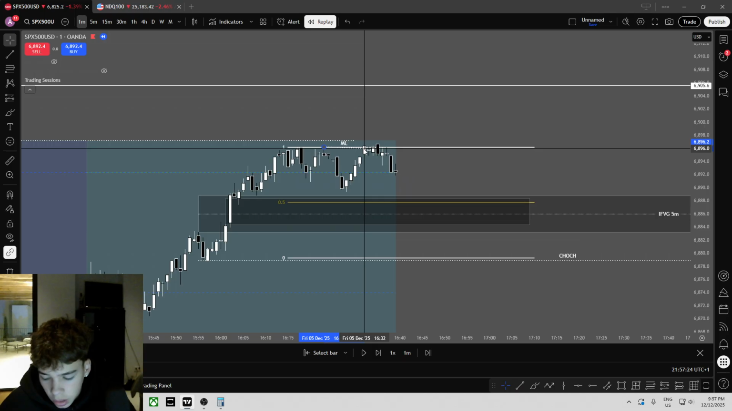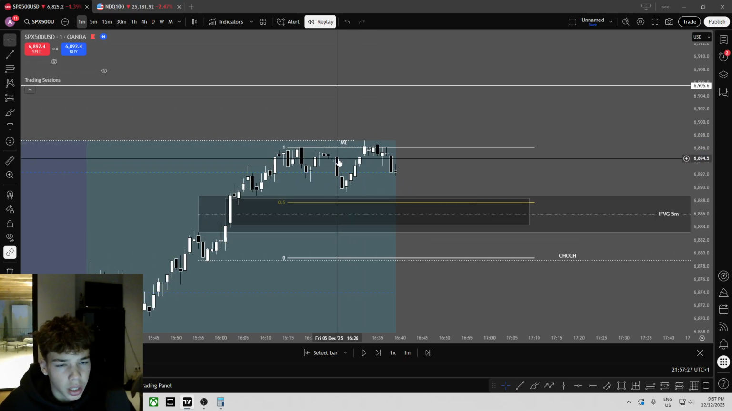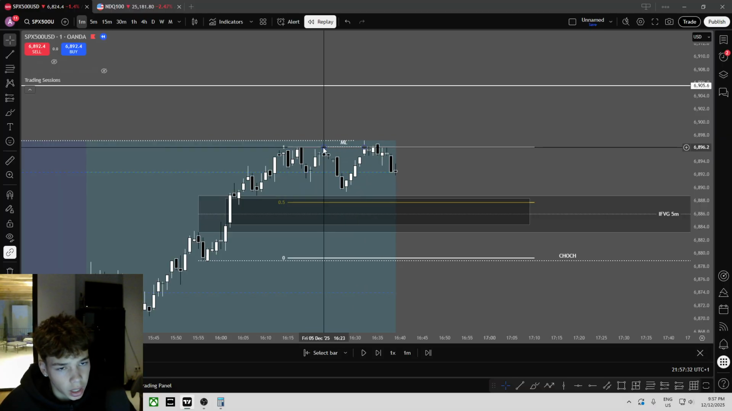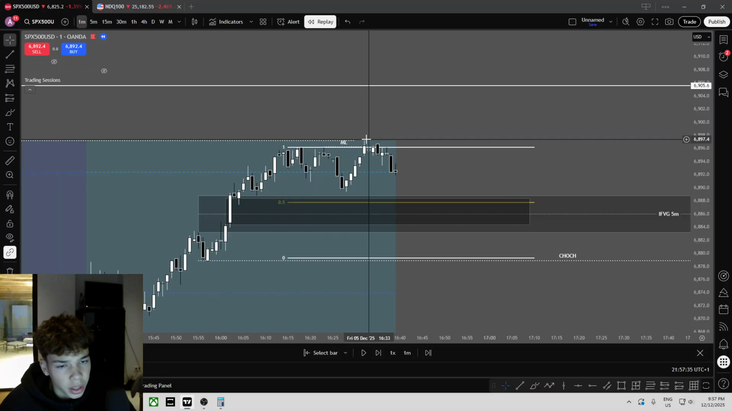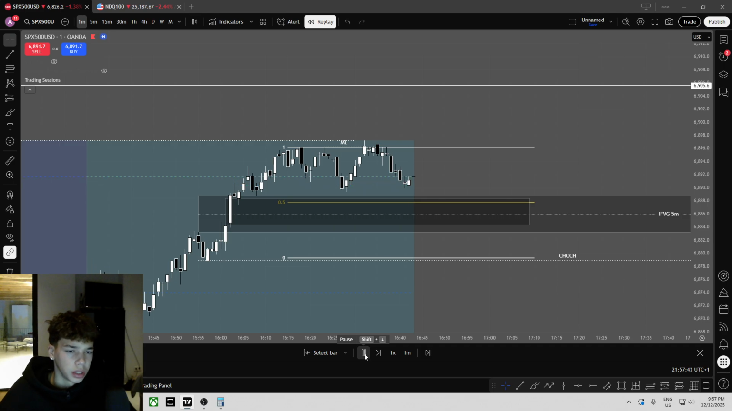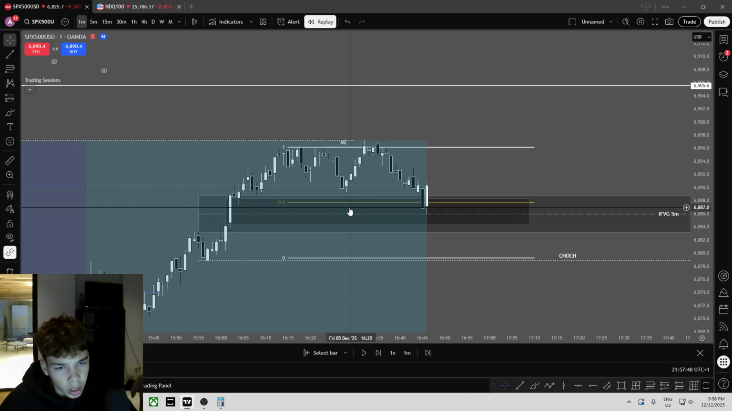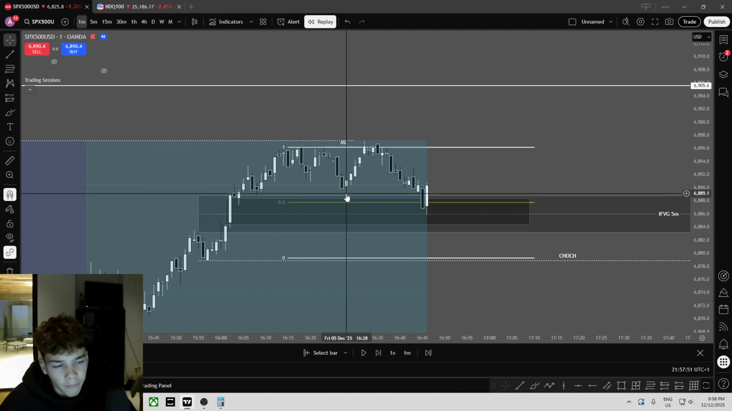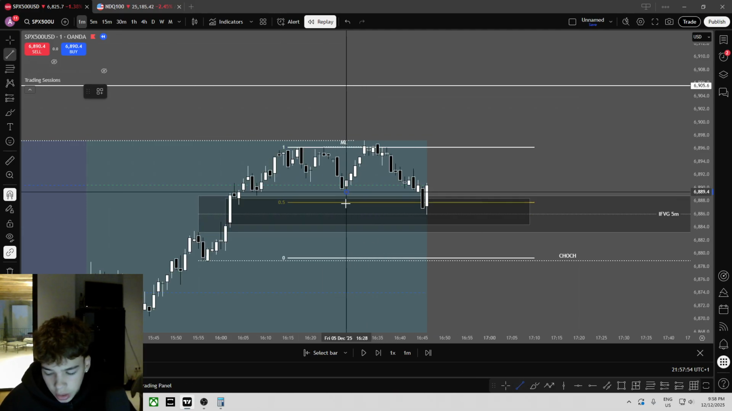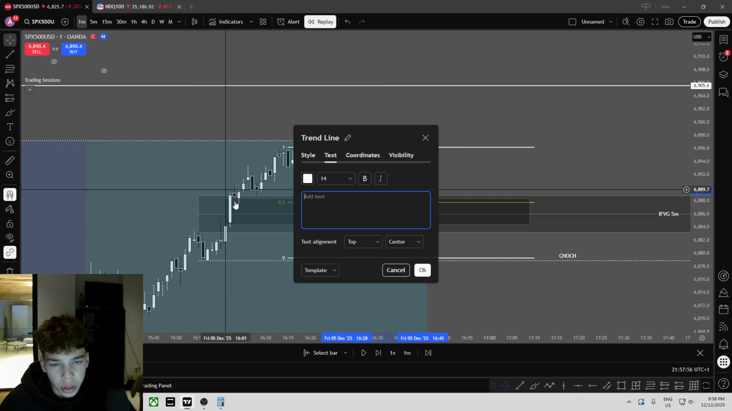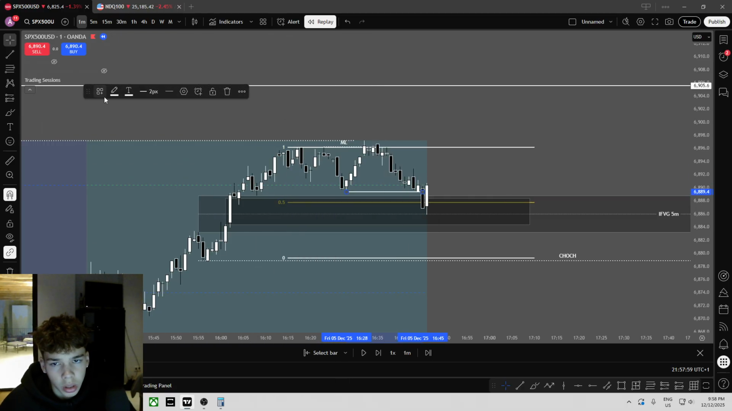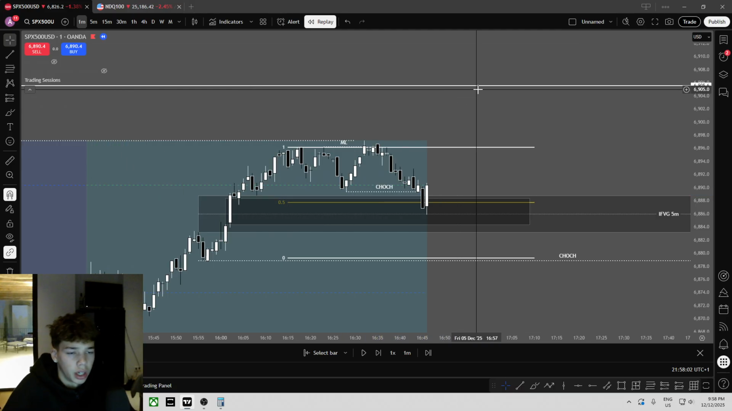This would be a better manipulation leg, because we are manipulating people to think that we're going to go higher, as this makes a new higher high. Now, I've never actually used the bar feature, but as you can see, price moves. And right here, what do we have? We have a change of character, or market structure shift, however you want to call it. I call it change of character.